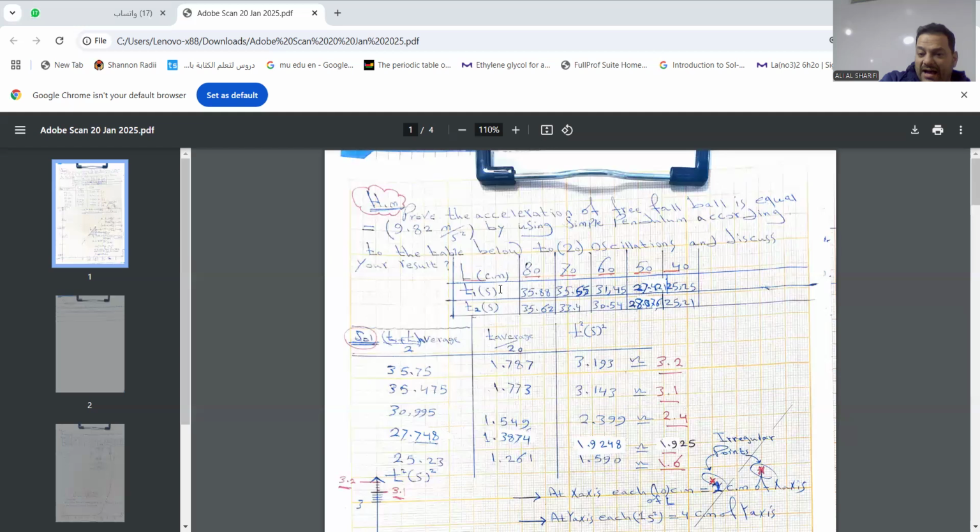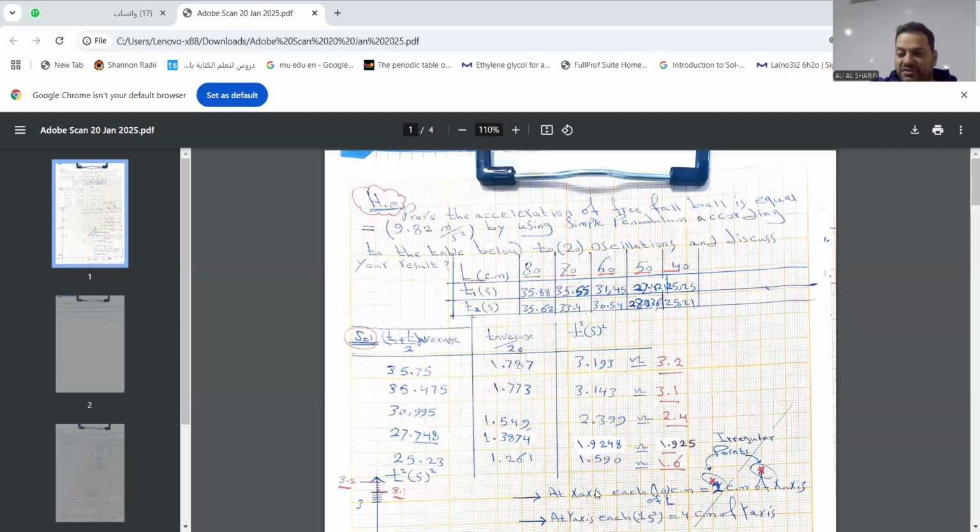Here, I give the lengths as 80, 70, 60, 50, 40, and the time for each length: average, time 1 plus time 2 divided by 2, divided by 20. Why? Because I say 20 oscillations, not 10 oscillations like the previous question. And t square, because the relation is between the length on the x-axis and t square on the y-axis, not normal t, because that is necessary to plot the relation between all of them.